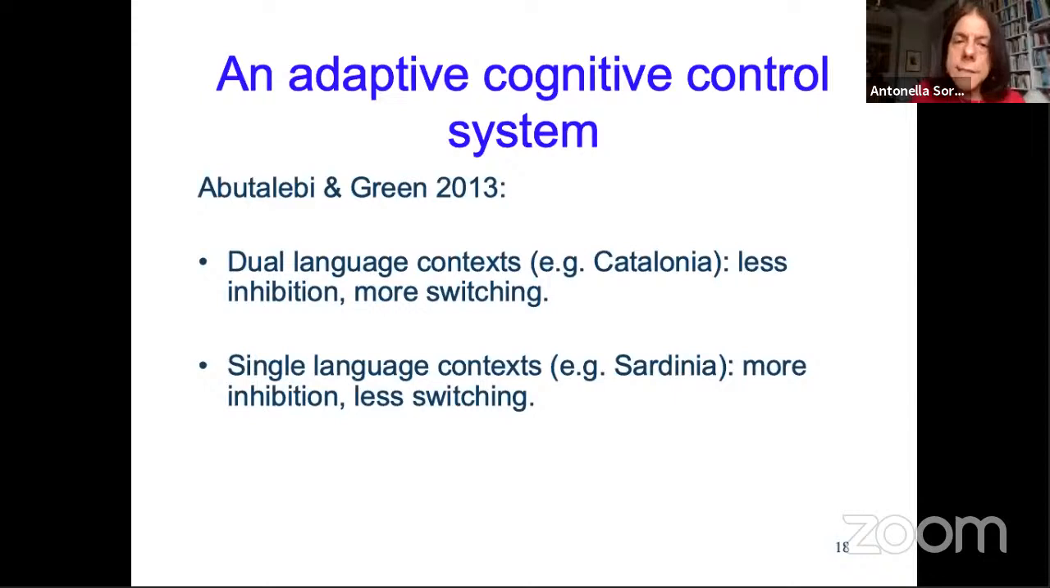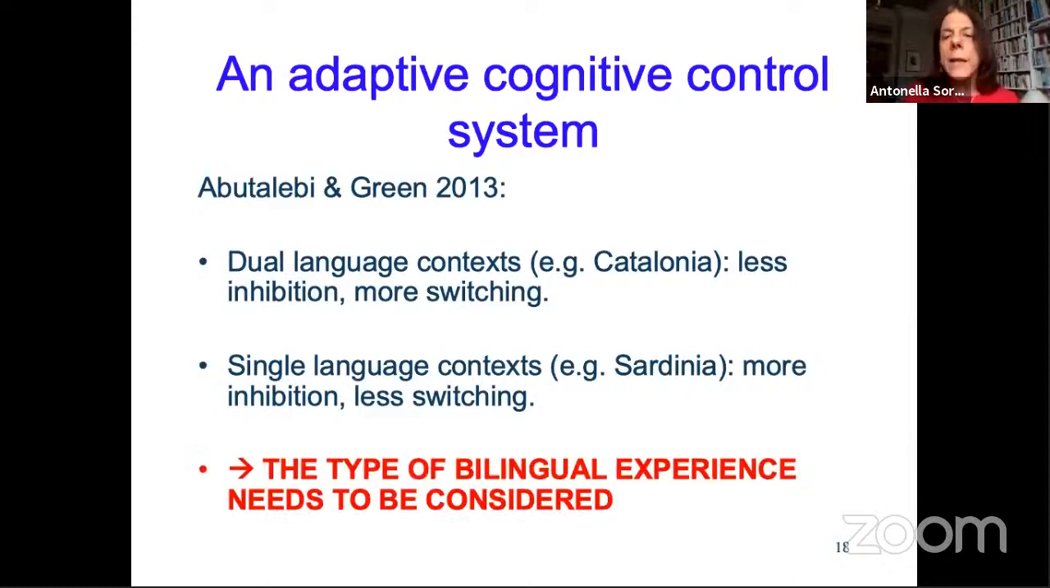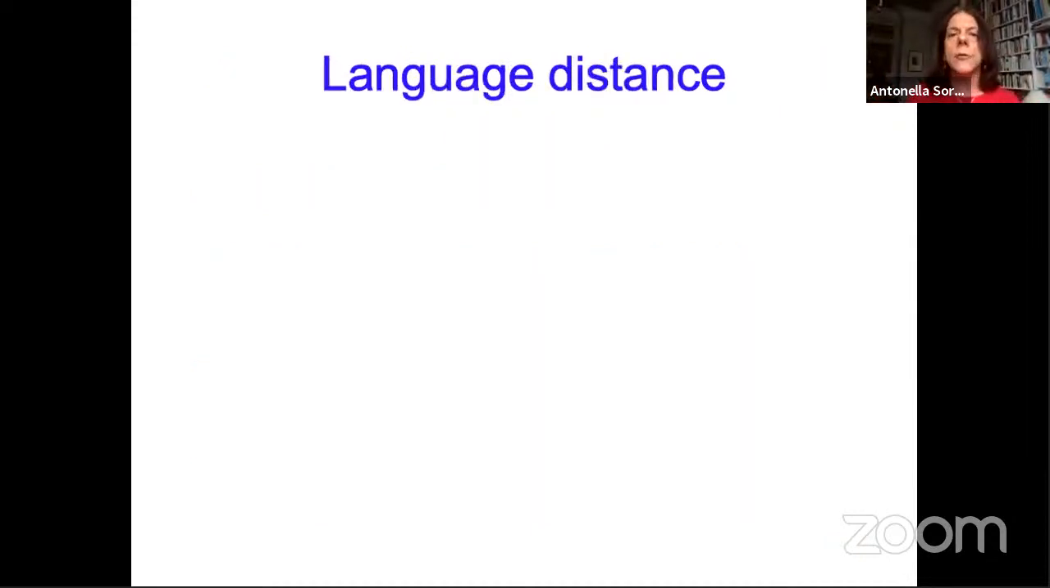On the other hand, in single language context, for example, Sardinia, because you speak only Sardinian at home and you speak Italian outside the home, then there is more inhibition to keep the unwanted language out of the way, and less switching. So the type of bilingual experience, for example, needs to be considered, and that differentiates the bilingual continuum.